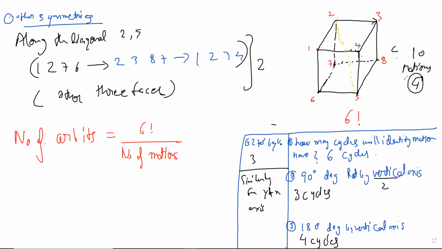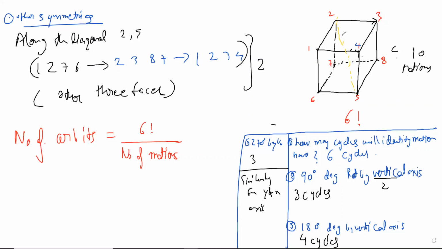No, but for this particular diagonal, if you fix this diagonal 2, 5 and do the motions, then you only get two cycles, each of size 3. Similarly, if you take the other four diagonals, obviously there are four diagonals, then you get two.